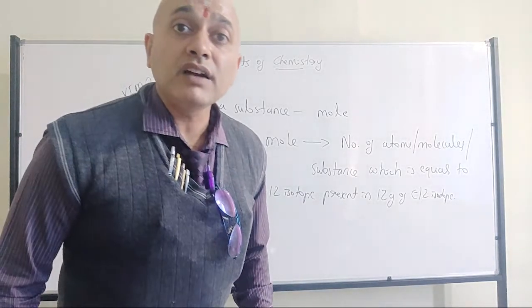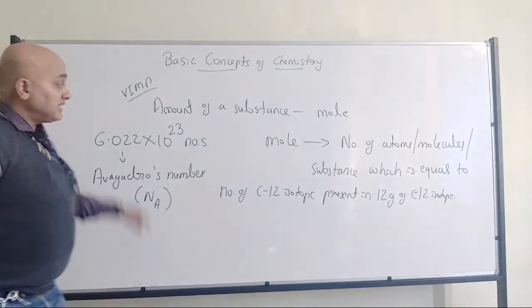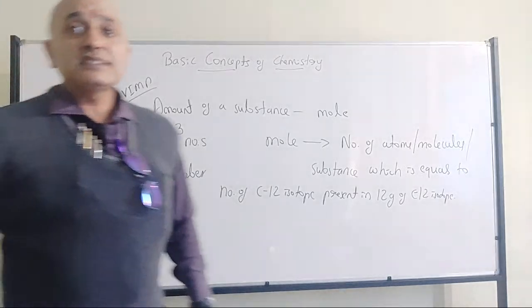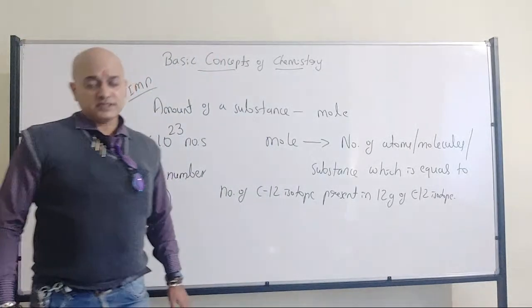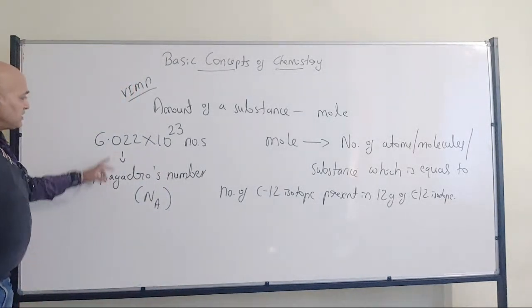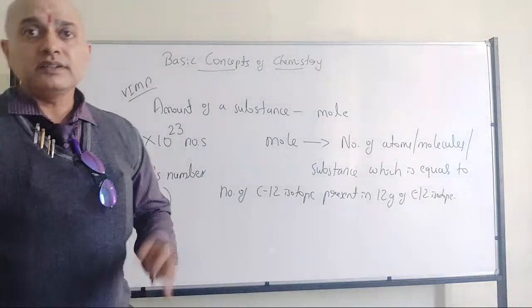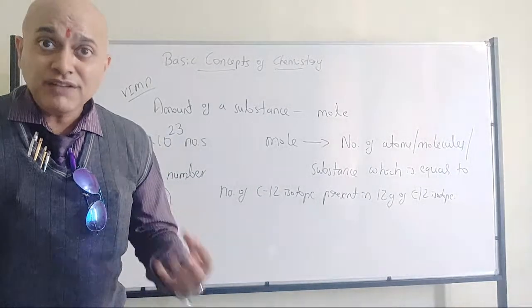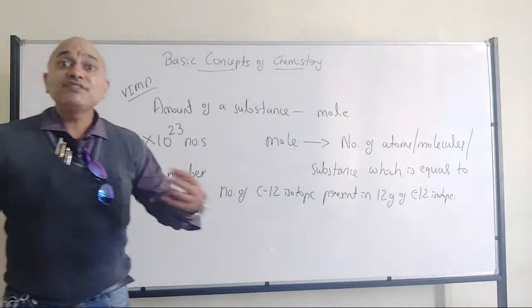People will write Avogadro's number. That is wrong. That is not the definition. That is the value. Many students have seen, in the exam they will ask a 1 mark question: define a mole of a substance. Students will write a very simple answer, 6.022 into 10 to the power of 23 number. Done. But that is not the definition. That is the value of 1 mole. Their question is not the value. They have asked, define the mole.